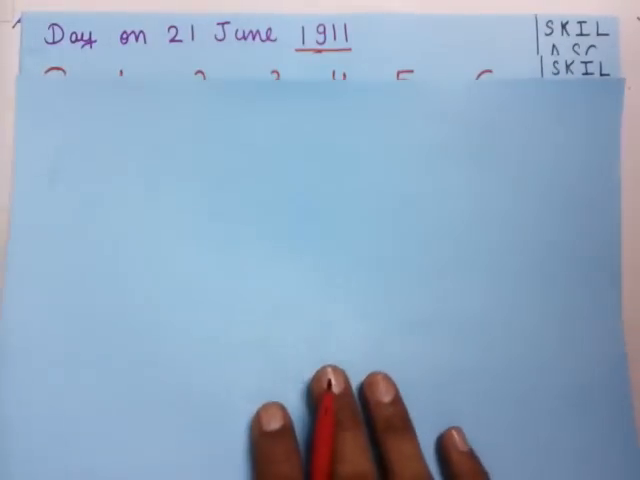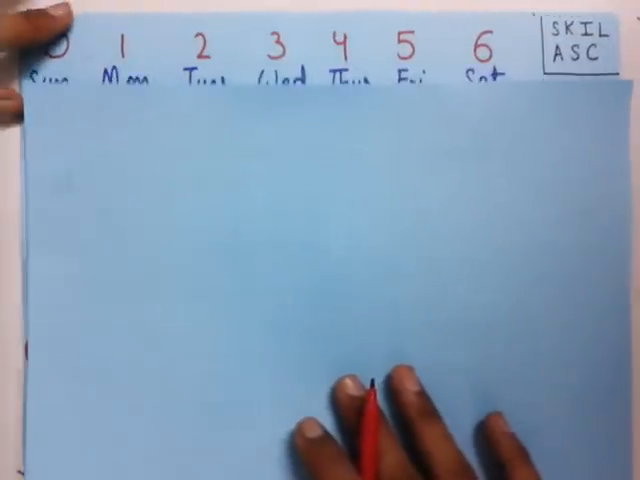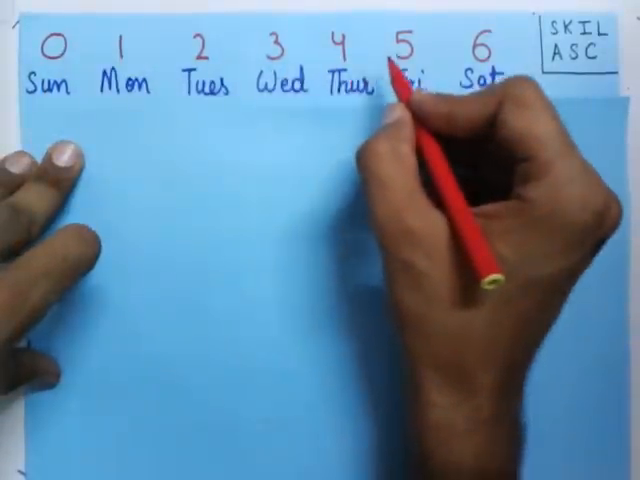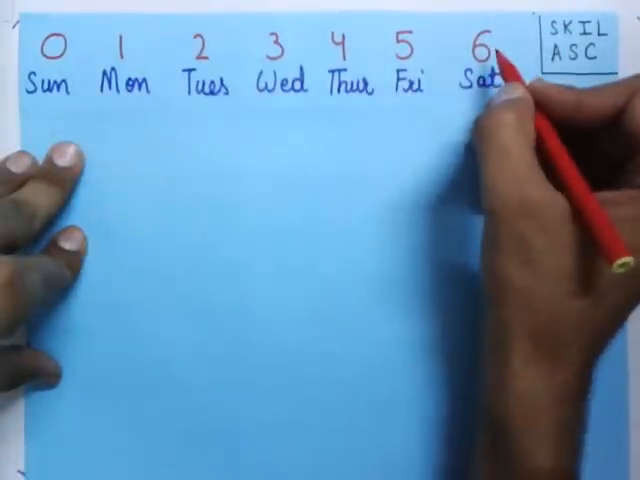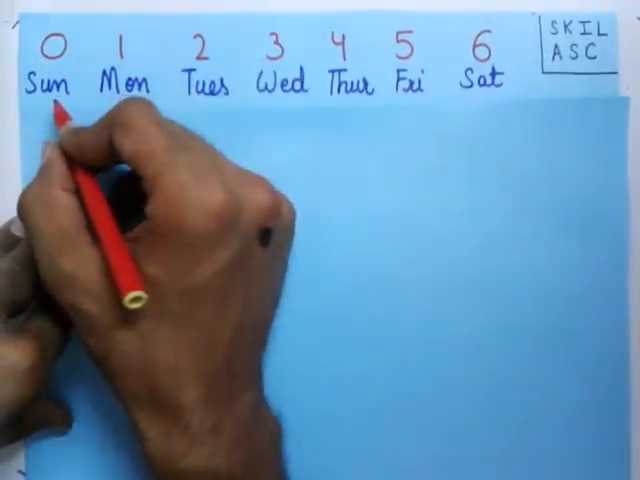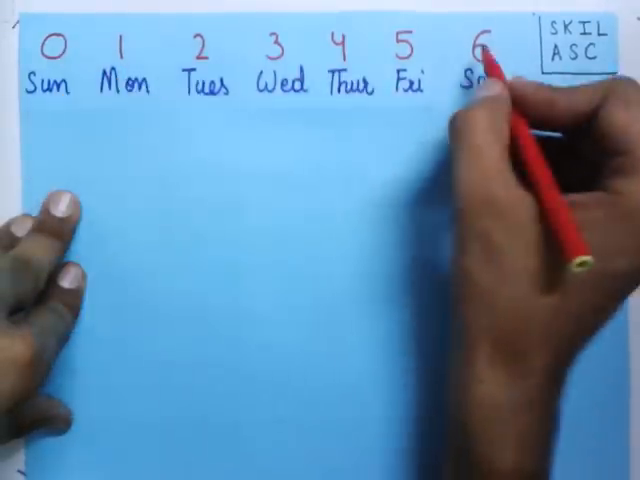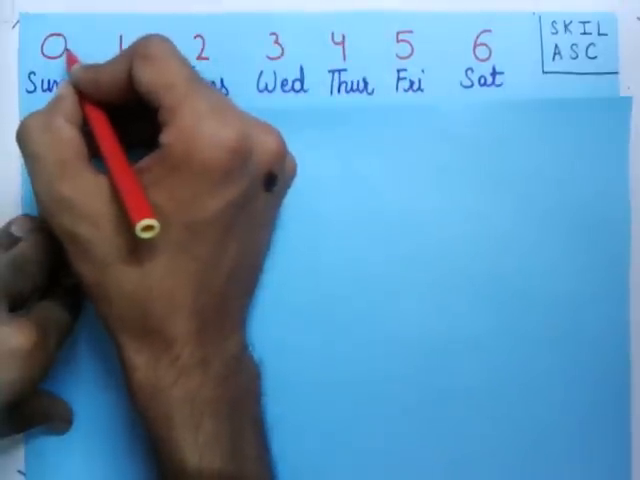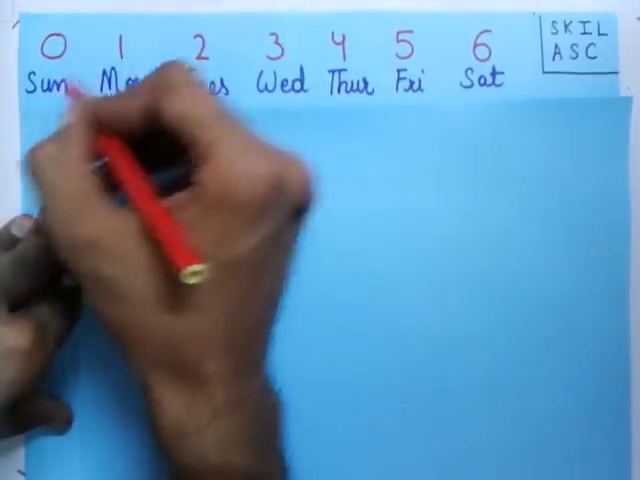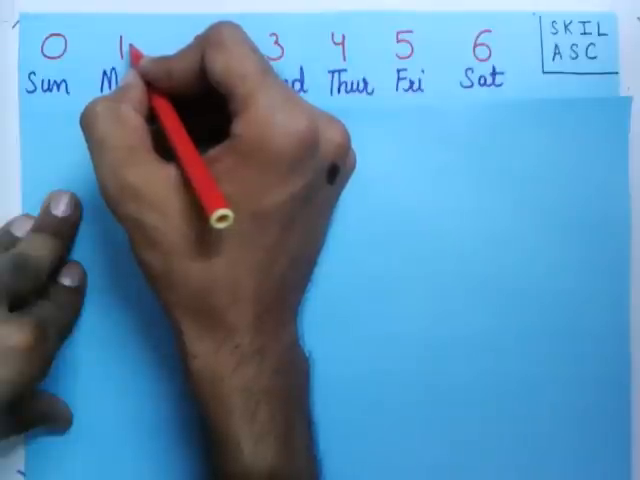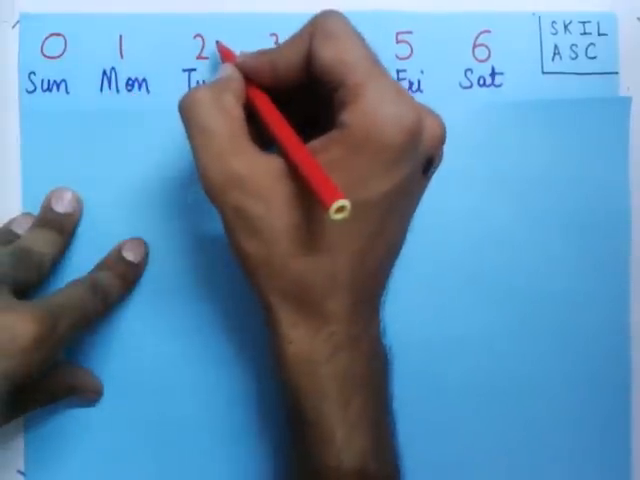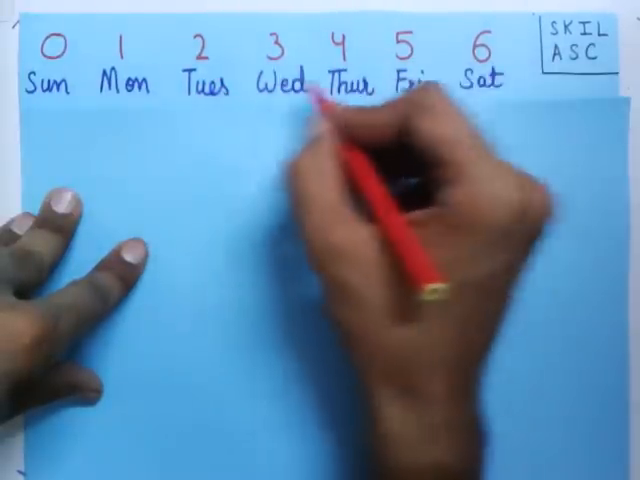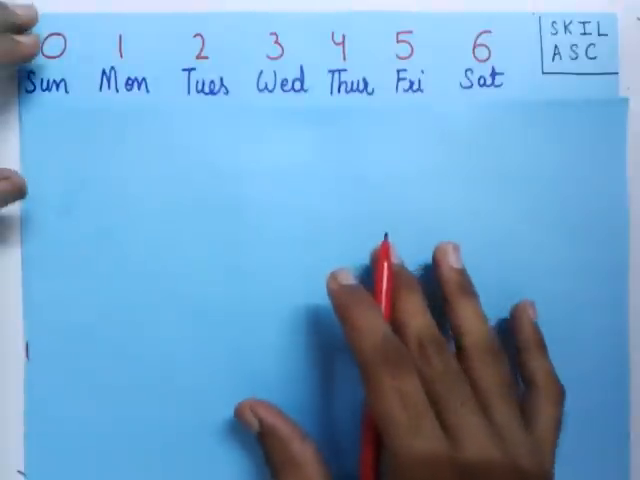Now these are the last points which you must remember. After this we will start our examples. Now you see 0, 1, 2, 3, 4, 5, 6. These are the numbers of odd days, and below this list we can see the days of the week. If the number of odd days is 0, then the day will be Sunday. If the number of odd days is 1, then the day will be Monday. If it is 2, then the day will be Tuesday. And similarly for the other days. So you must remember this data.